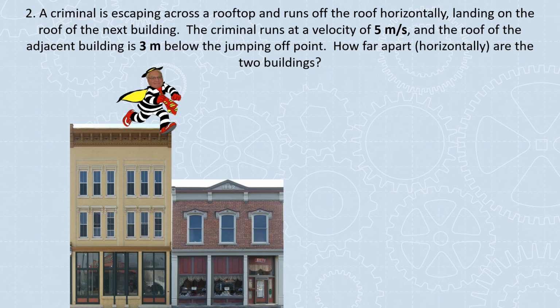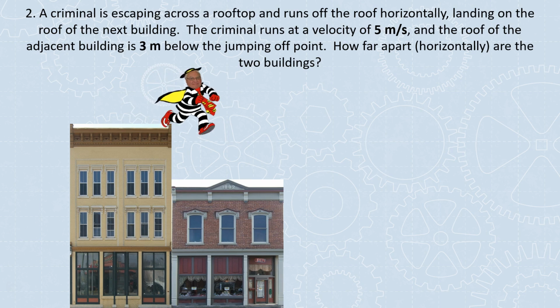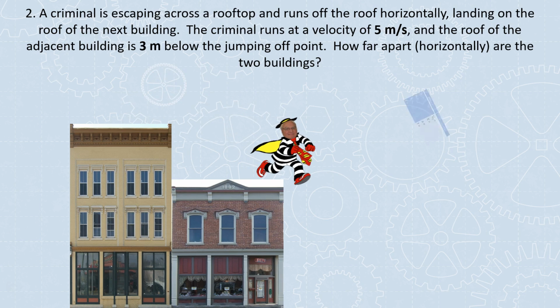Problem 2. A criminal is escaping across a rooftop and runs off the roof horizontally, landing on the roof of the next building. The criminal runs at a velocity of 5 meters per second, and the roof of the adjacent building is 3 meters below the jumping off point. How far horizontally are the two buildings, or how far did the burglar jump?